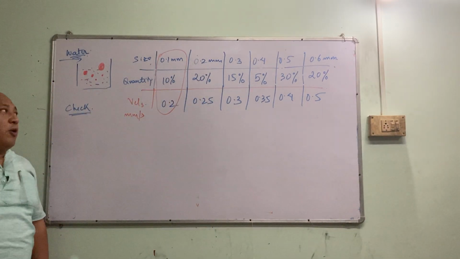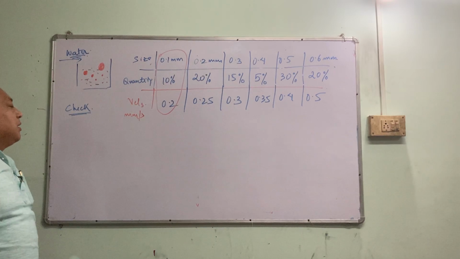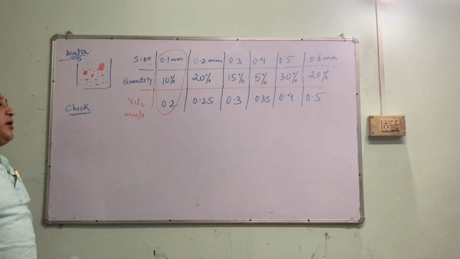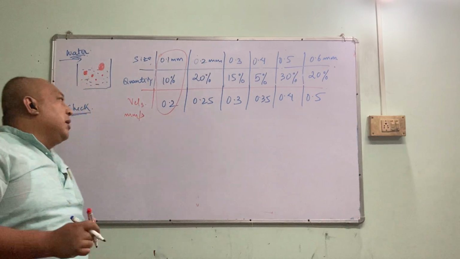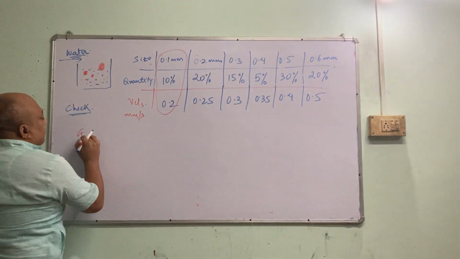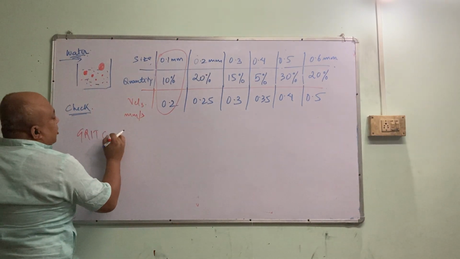Clear? Now, the question is, they said that already they have a water treatment plant or a grit chamber. They have a grit chamber.